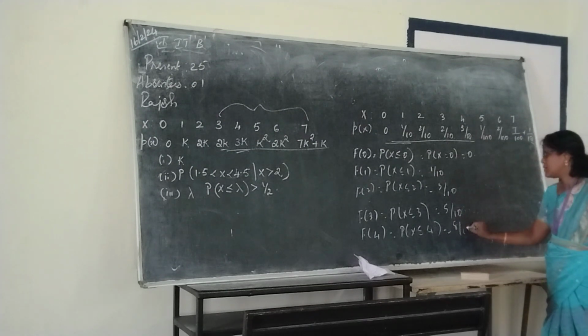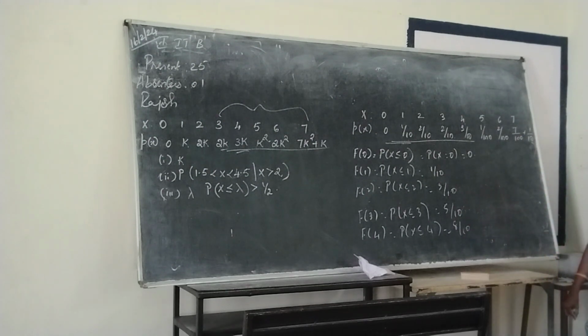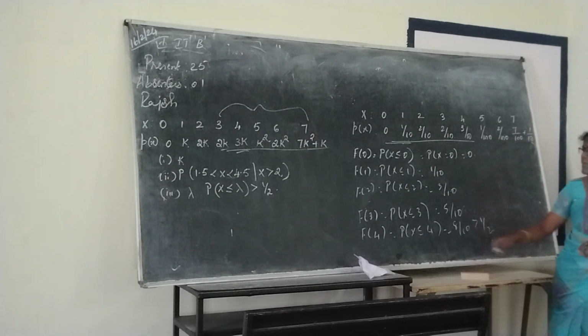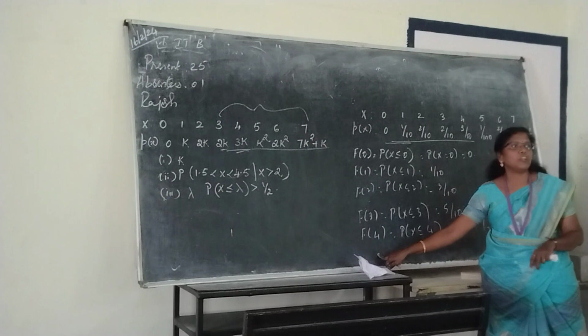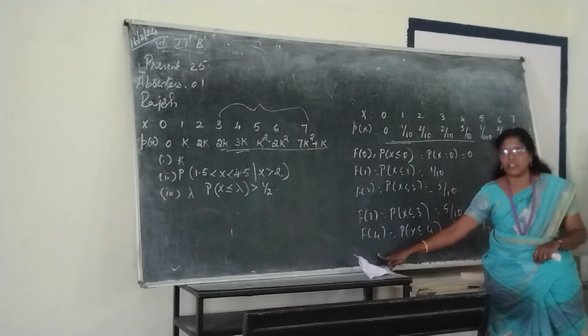0.8. When it is greater than 1 by 2, should we stop or proceed? Stop. If we proceed, everything will be greater than 1 by 2. But what is our question? Find the smallest value of lambda. Even if I go for X equal to 5, it is greater than 1 by 2. X equal to 6, greater than 1 by 2. But what is the thing we need? Smallest value. So which will be the smallest value? X equal to 4 will be the smallest value.